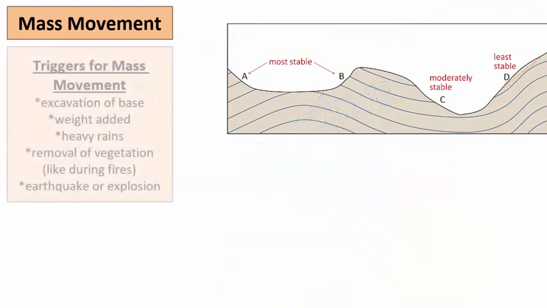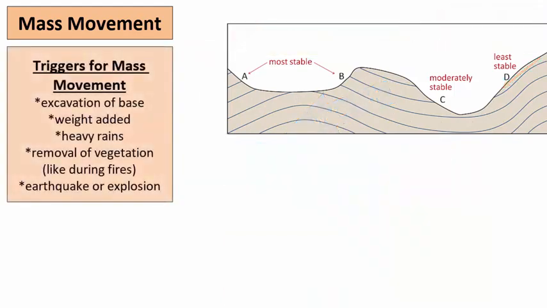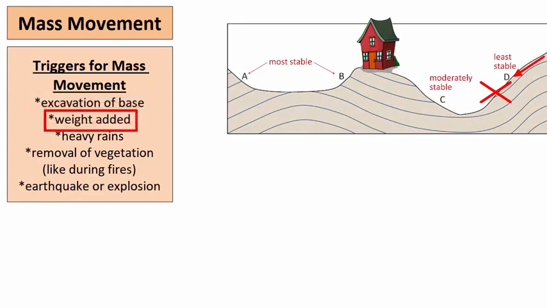What are some triggers that could start mass movement on a susceptible hillside? When the base of a rock bed is excavated, it loses its support. Excavation can happen during building of highways or roads or houses, or when rivers flood. Weight added to the top of a hillside will increase the force pushing downhill. Weight is added when houses are built on the top of a hill, or when excavated sediment is piled up on top of the hillside.